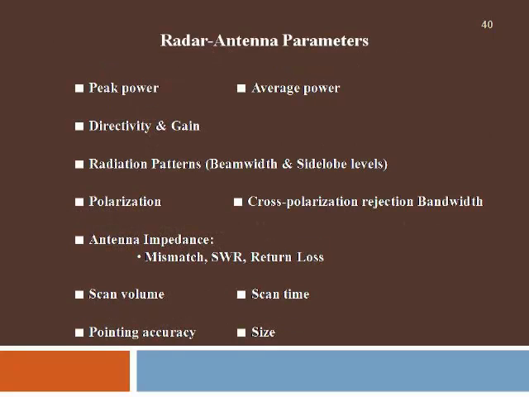With all this, let us consolidate the required parameters of an antenna. The parameters are peak power, average power, directivity and gain, radiation pattern, particularly the beam width and side lobe levels, polarization, cross polarization, antenna impedance, scan volume, scan time, pointing accuracy, and finally the size and weight. Let us see these parameters one by one.